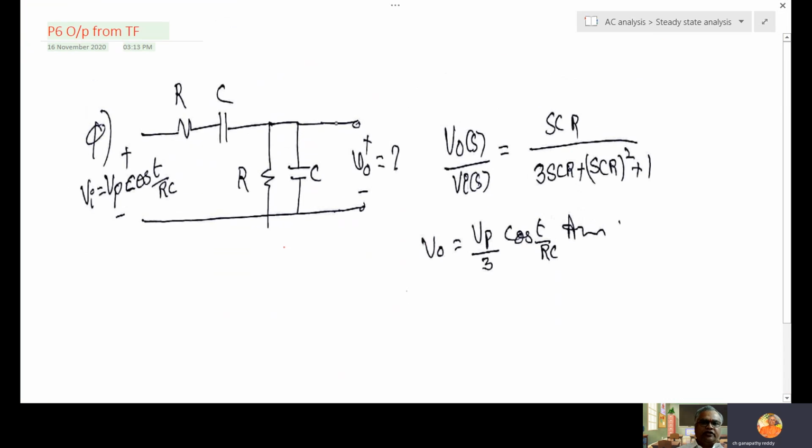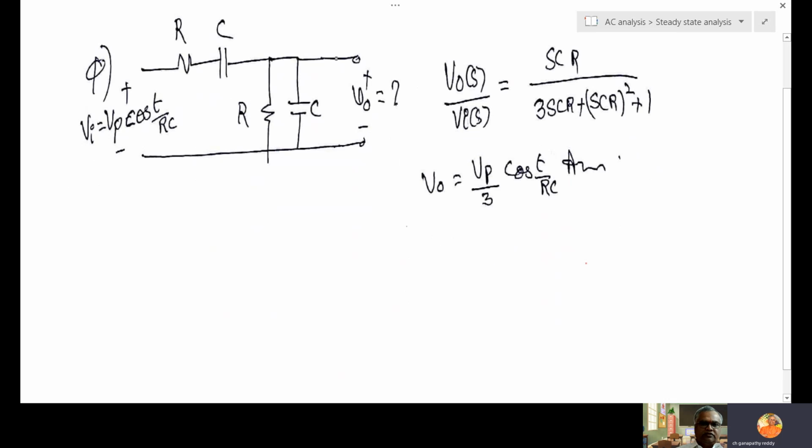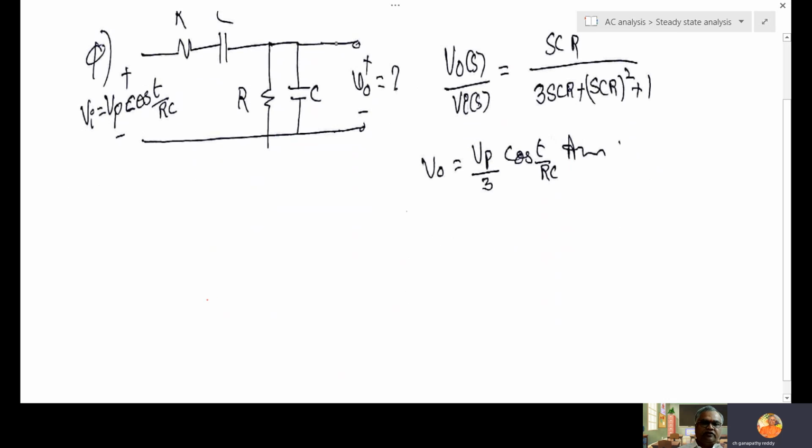So here some network is given, RC in parallel. Input Vp cos t by RC is given, V naught is asked. So this is the problem. What did I tell you earlier? When a network is given, immediately you have to find the transfer function. Input is a sine wave, use that method. So what is the transfer function straight away?